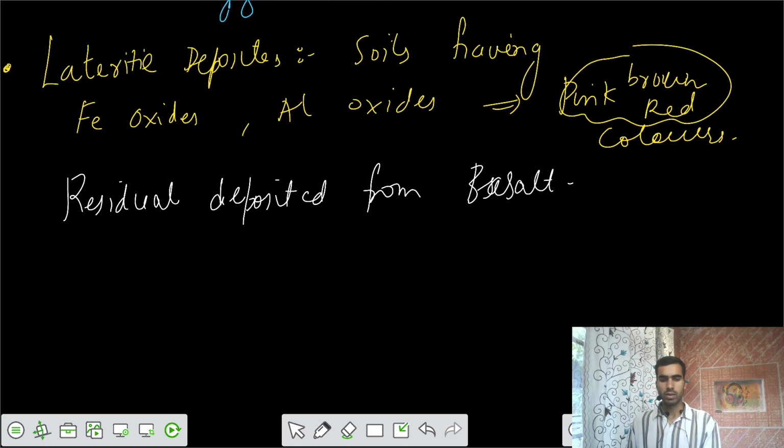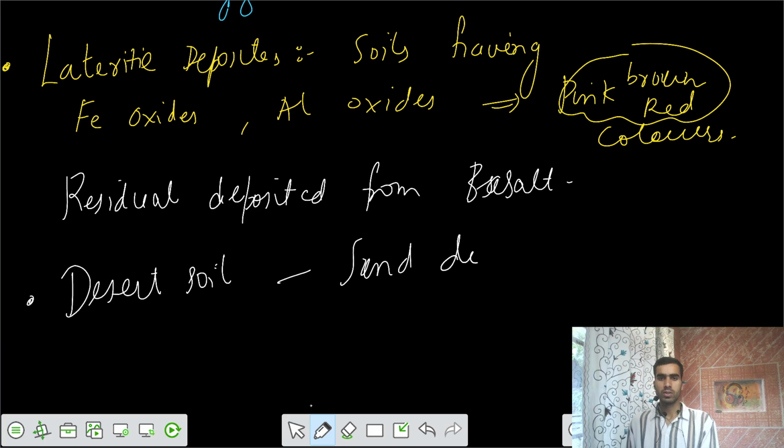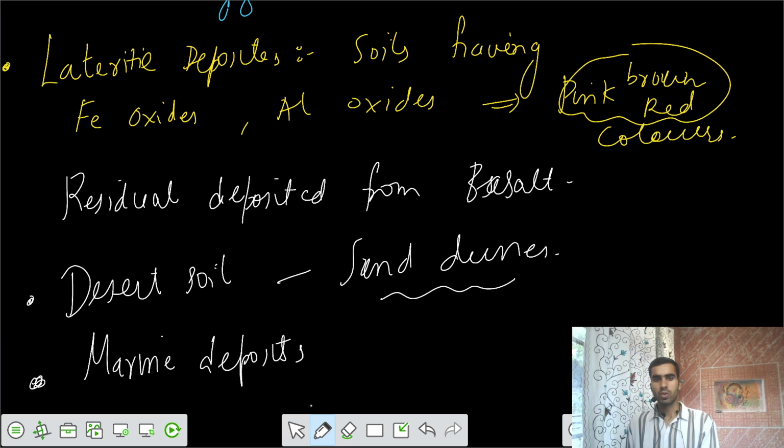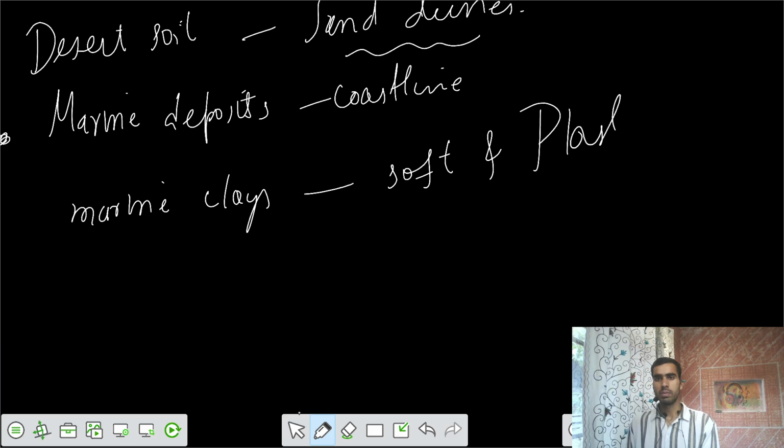Okay, and one more is there in the region of Rajasthan. We have desert soils, sand dunes, which are sandy soils. And finally, we can write marine clays, the marine deposits. These are along the coastline of India. Along the coastline, we have these marine clays. They are very soft and highly plastic. We are going to see what this plasticity means.